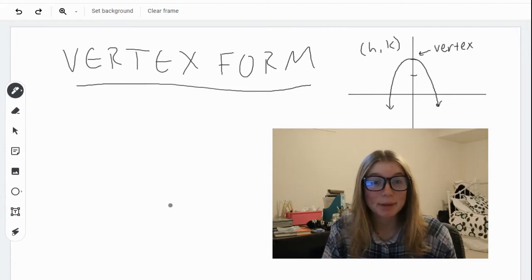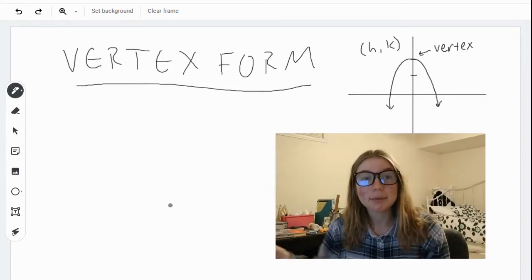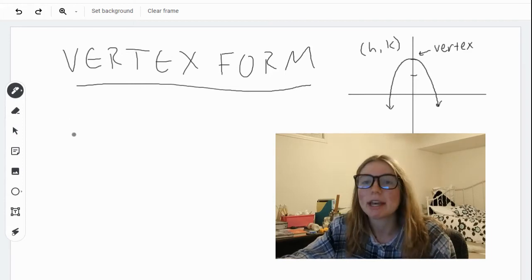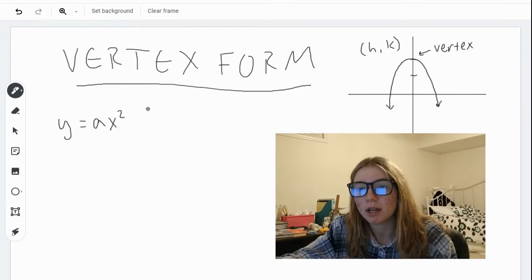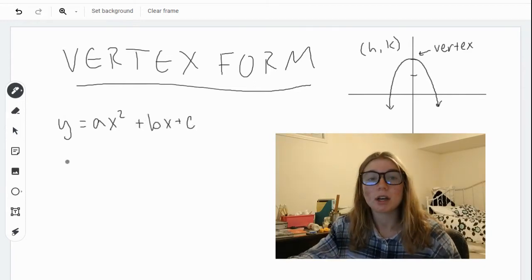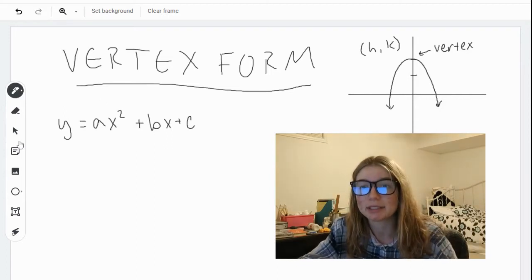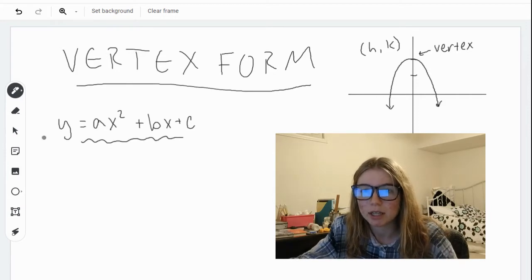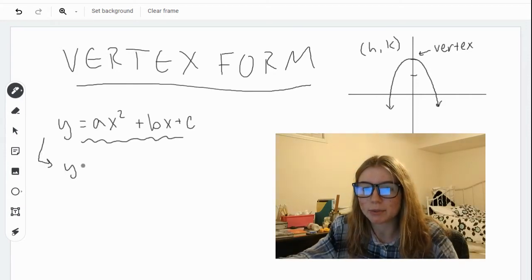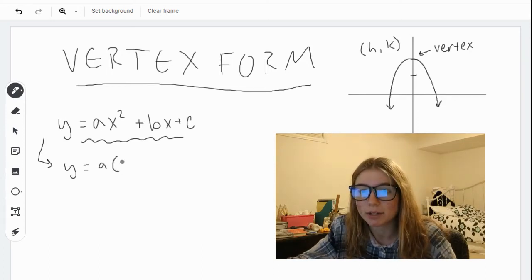Today I'm going to teach you guys about vertex form. Now, you're probably used to seeing quadratic equations in a form that looks like y equals ax squared plus bx plus c. Vertex form is another way to express the same equation, but instead it looks like y equals a times the quantity of x minus h squared plus k.